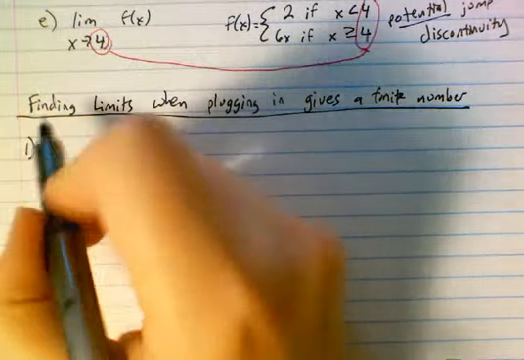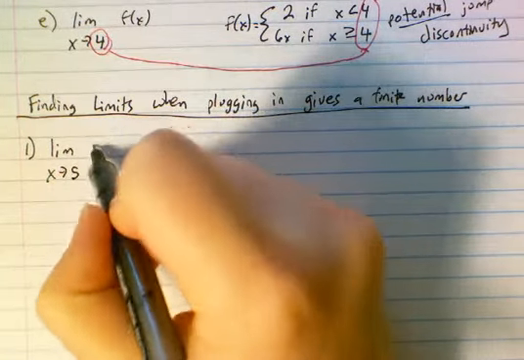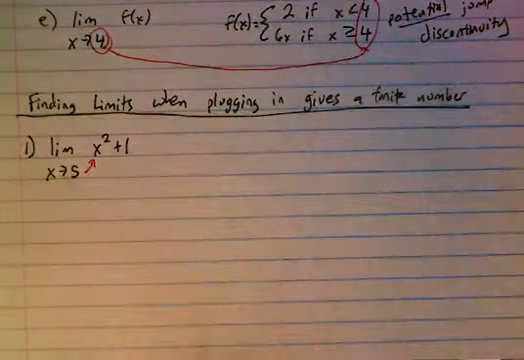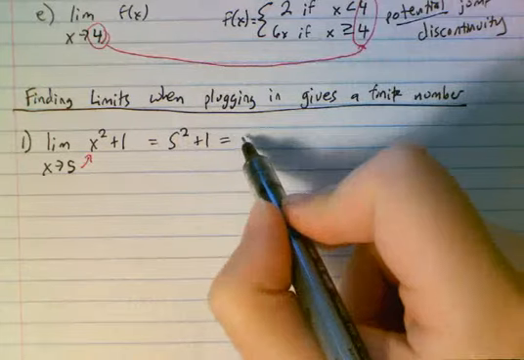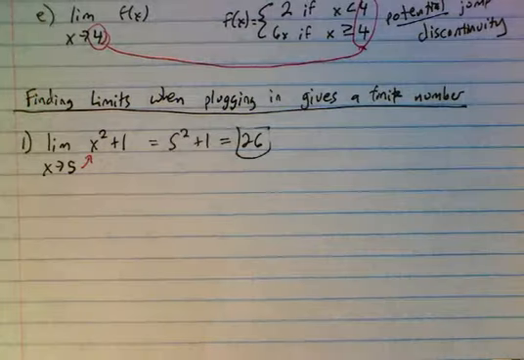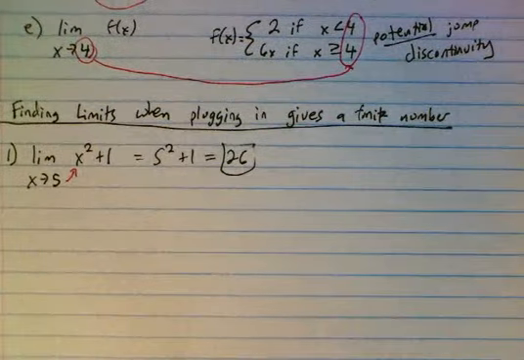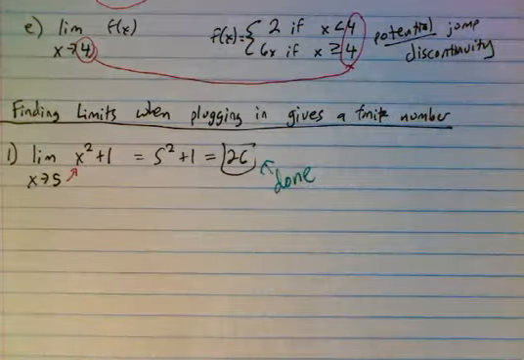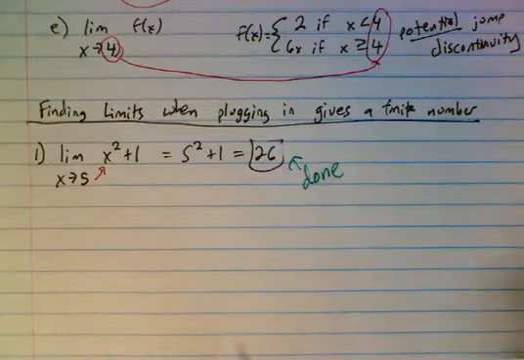So here's a problem. Let's find the limit as x approaches 5 of x squared plus 1. All we're going to do is take this 5 and plug it in for x. 25 plus 1 is 26. That's a finite number. That's our answer. Done. Nothing more to it. That seems so easy. It went by way too quickly. Let's do another one.